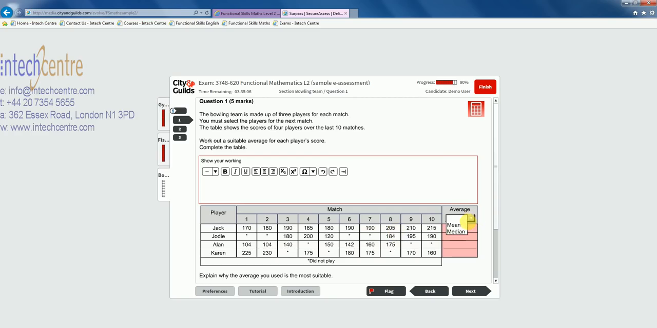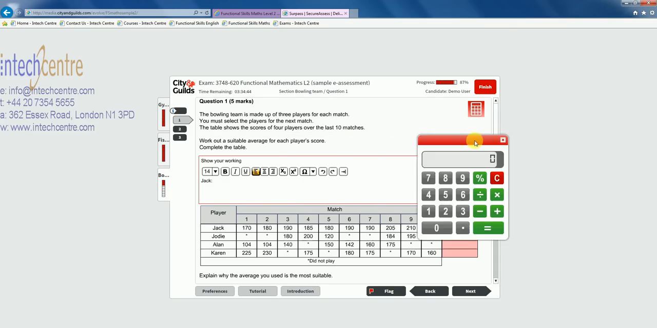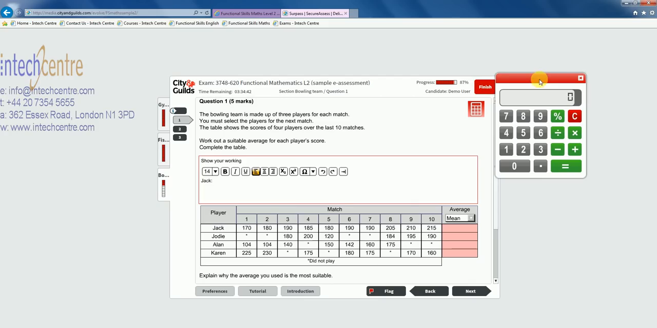However, I'd probably pick the mean as it's a lot easier, because with the median you'd have to put the numbers in order, and it doesn't look like they're in order, so I'd need to do an extra step. So I'll probably work out the mean. To work out the mean, I would add all the values and divide by the number of values. So let's say Jack. I'm going to add all the values for Jack. You could write all the values out, so 170 plus 180 plus 190. However, you're going to do this on the calculator anyway, so I'm going to just write the total value.